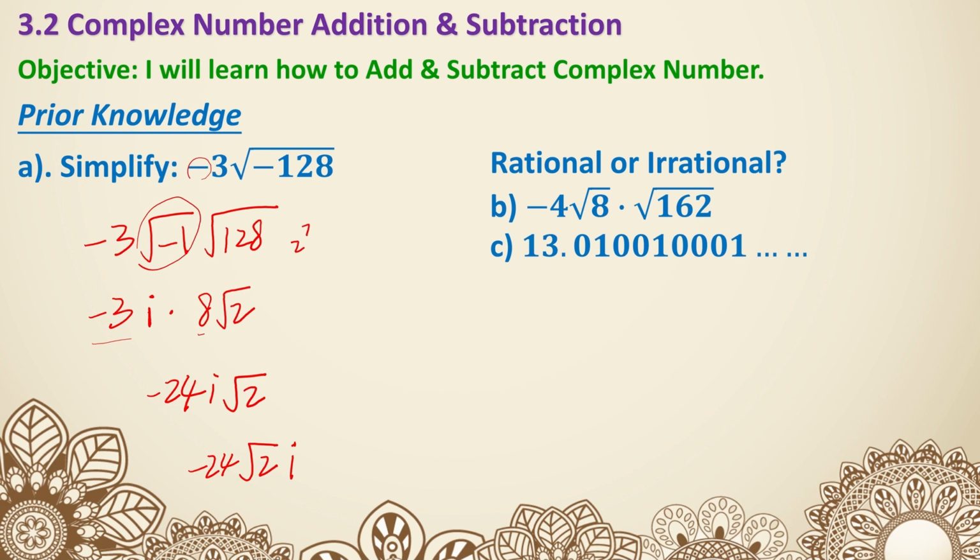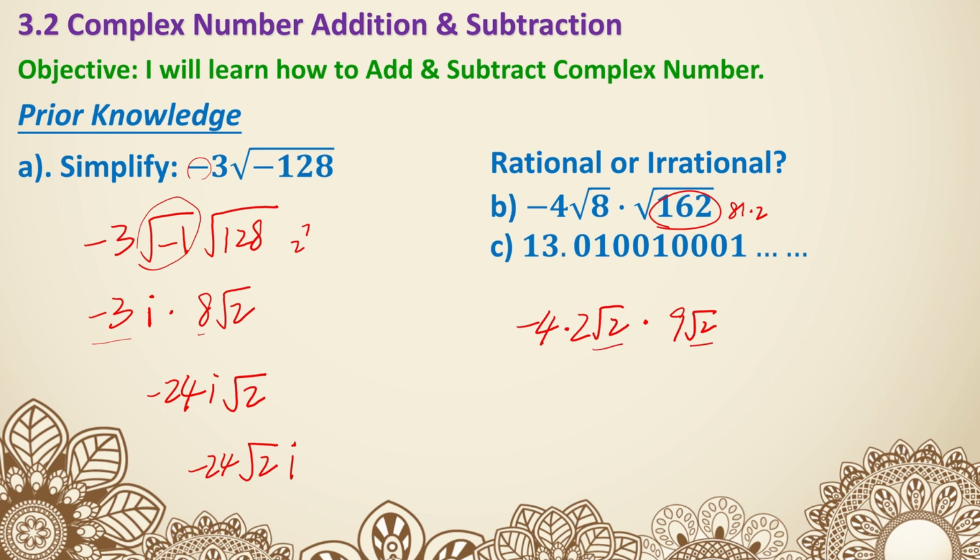Then for B and C, you're trying to decide if these two numbers are rational or irrational. So for the first one, you can choose to multiply these two numbers together, or you can just simplify each and then see what's going to happen. So the first number is actually -4, and then times the square root of 8, which is 2 square root of 2, and then multiply that. 162 is actually 81 times 2, so it's actually 9 square root of 2. And then the 2 square root of 2's together is going to be a 2.